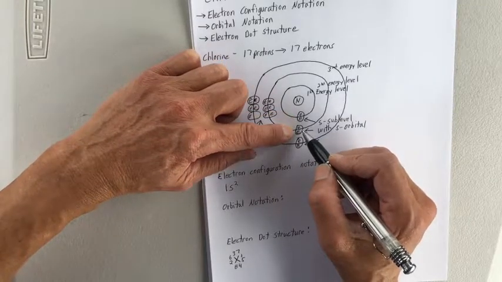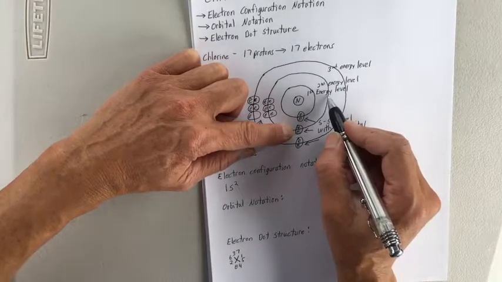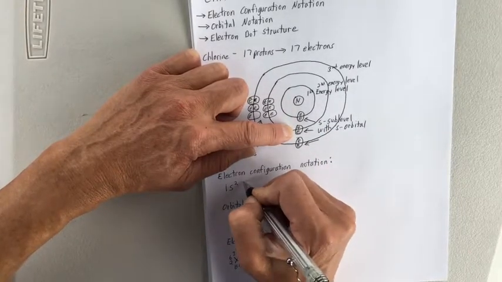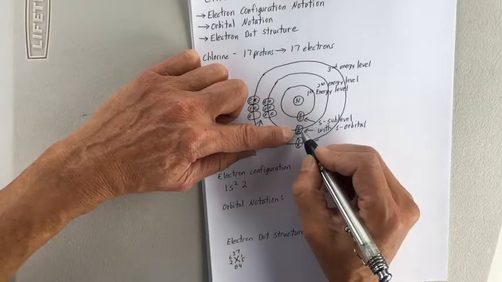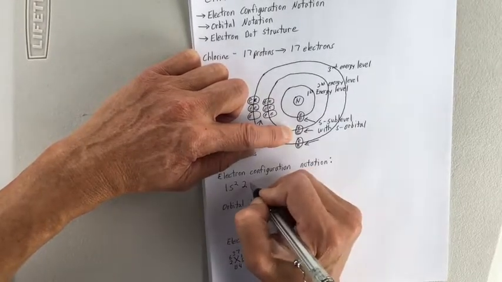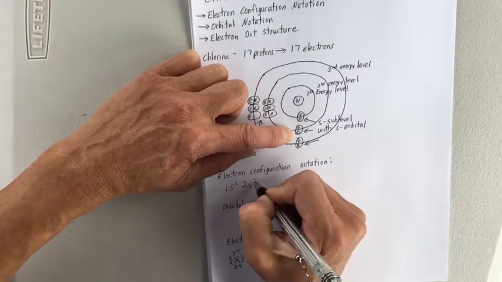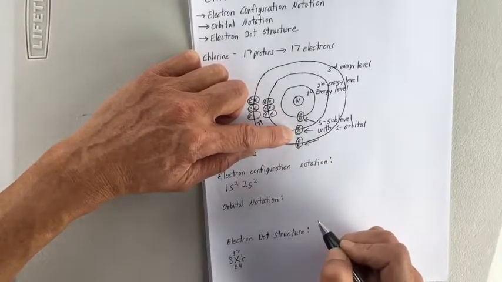Let's move on to the next ones that we placed. What main energy level are they in? They're in the second energy level, so we put a 2. What sublevel are they in? They're in the S sublevel. And how many are there? There are 2. We put a 2 as a superscript.